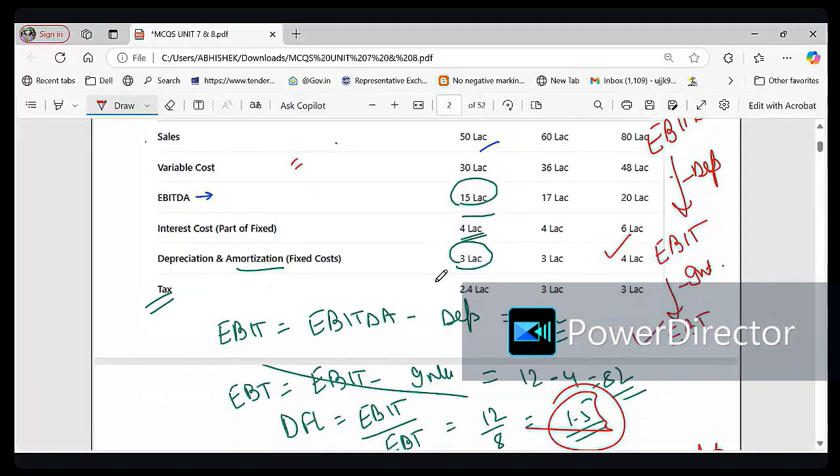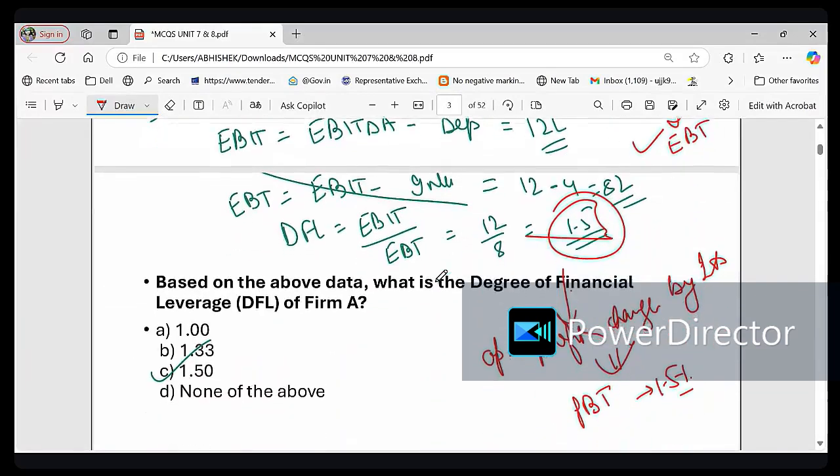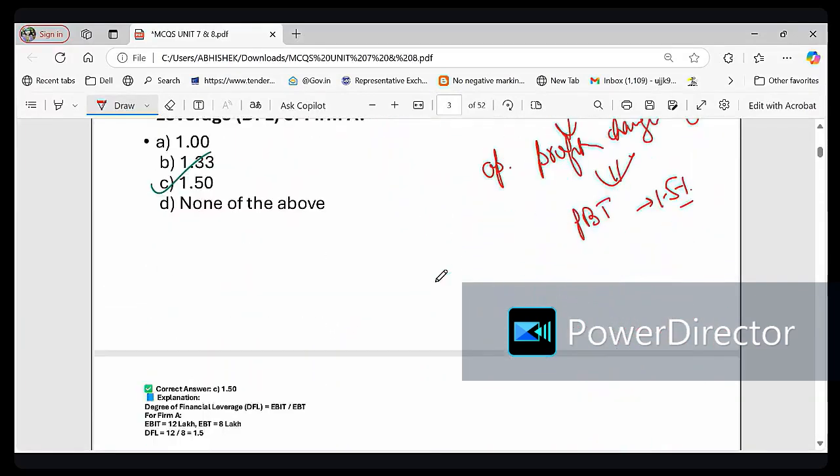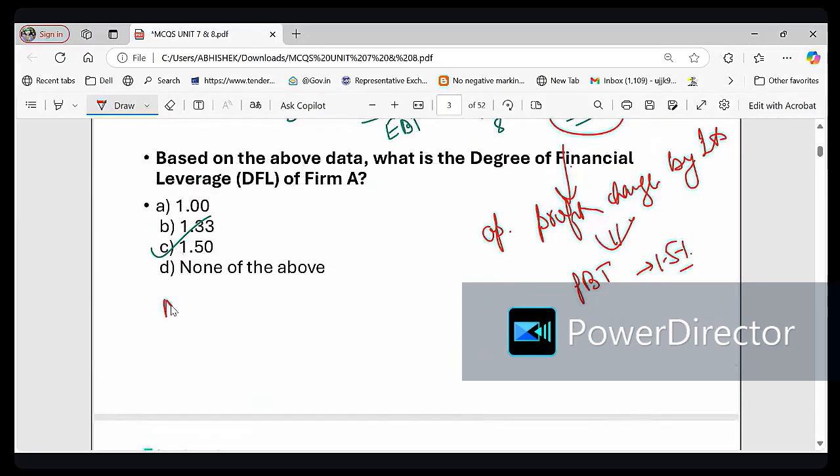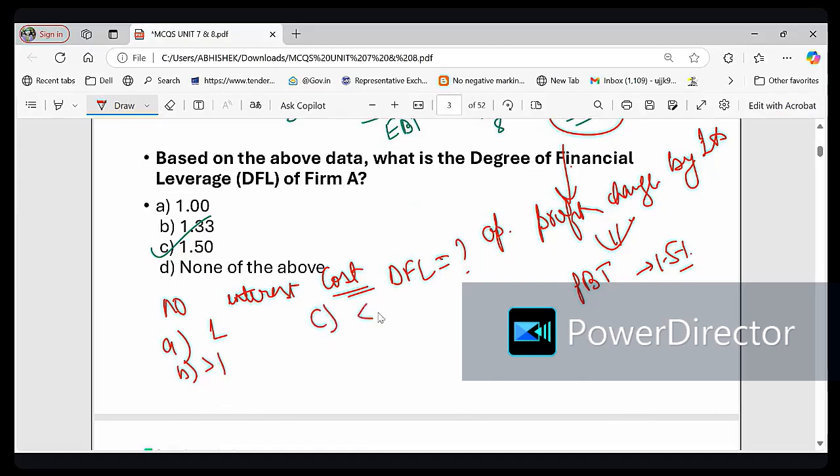One more question I want to ask you, that suppose if the company has no interest cost, suppose no interest cost is there. Suppose if the company has no interest cost, what will be DFL? Option A, 1. Option B, greater than 1. Option C, less than 1. What do you think? Suppose no interest cost is there, what will be the degree of financial leverage? Just waiting for your response. Is it 1? Option A, 1. Option B, greater than 1. Option C, less than 1.